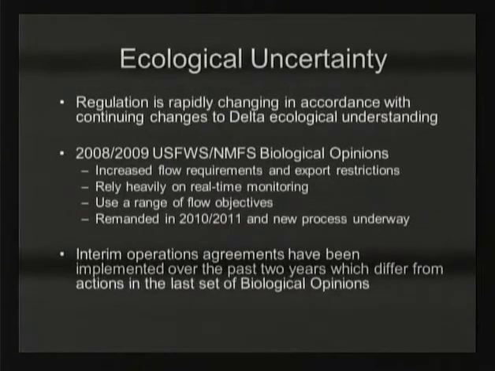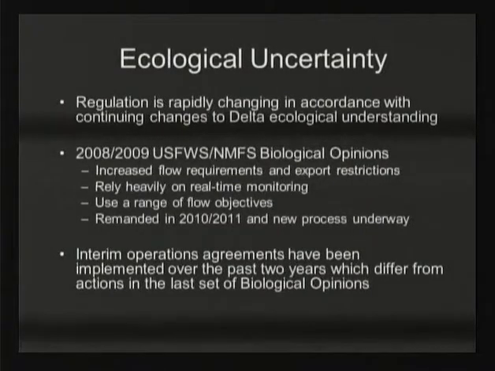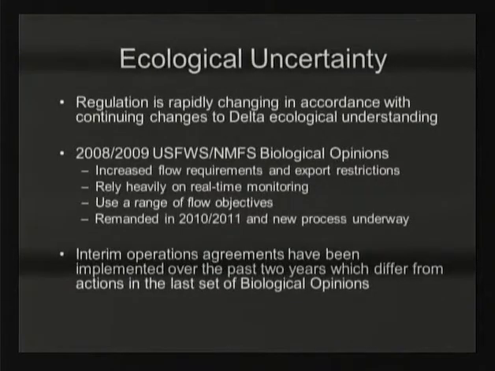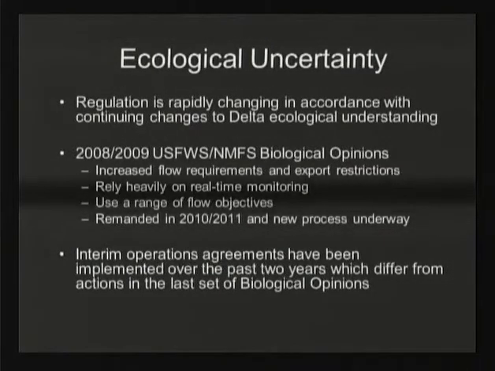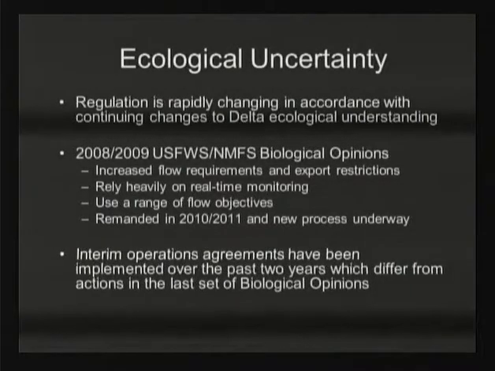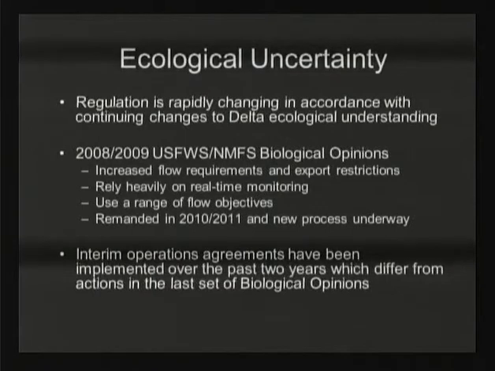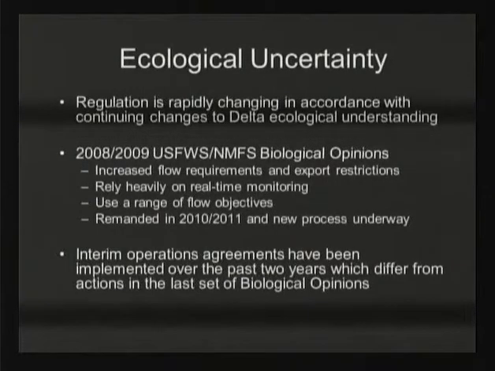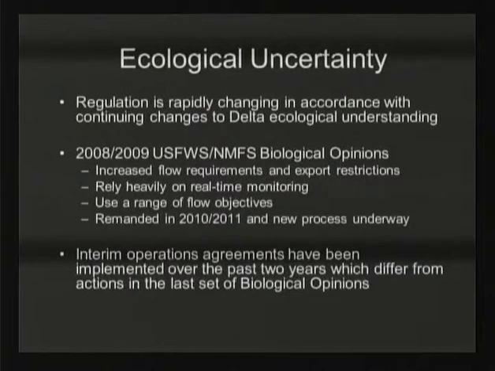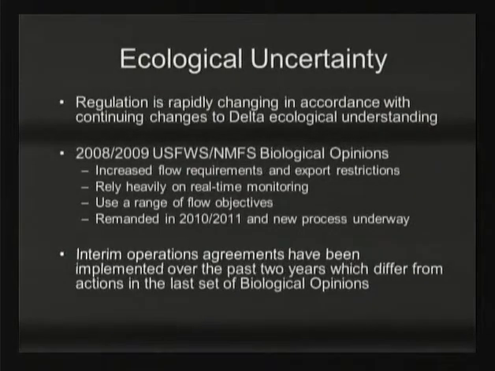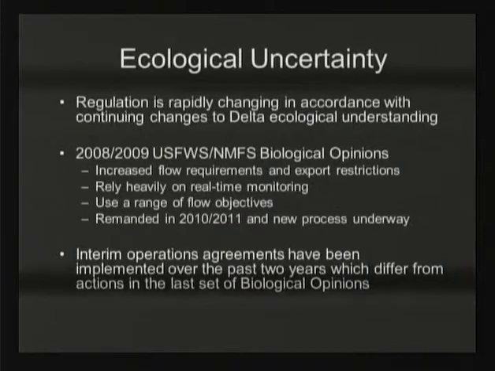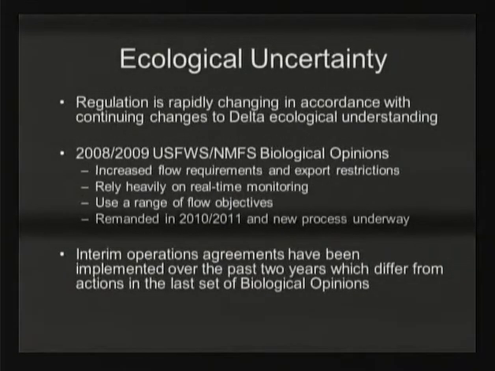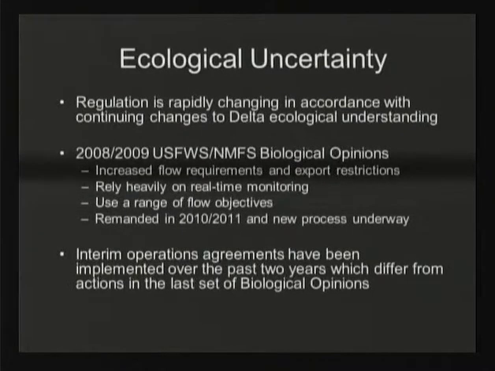Okay, I'll switch gears now and cover the ecological uncertainty that we've heard much about today. The main point I want to make is that this ecological uncertainty is strongly influencing the regulatory environment that we operate to as well. We're seeing a lot of difficulty in trying to operate the system on a year-to-year, month-to-month, day-to-day time frame. One of the new regulations that came into place recently, of course, is the 2008 and 2009 biological opinions from the fishery agencies, with increased flow requirements and export restrictions.